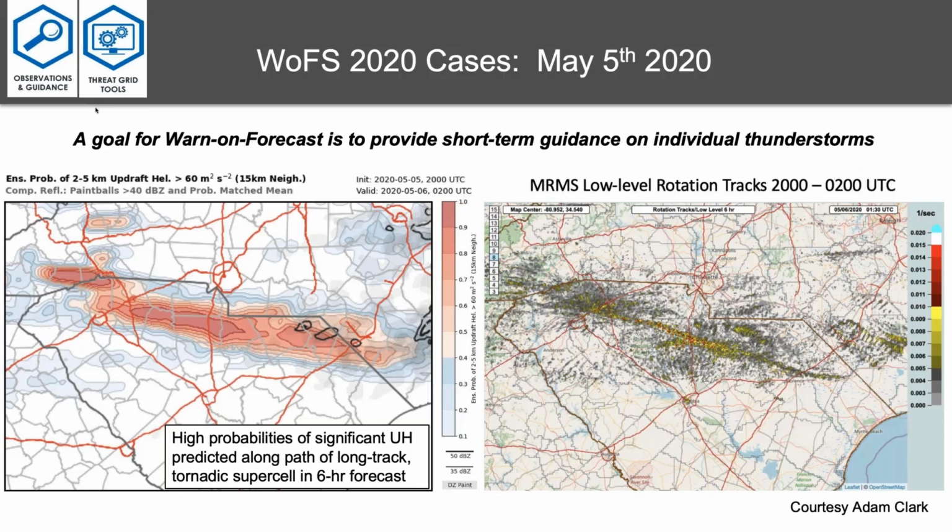Thank you. So that's an overview of how to get the guidance, and I just wanted to highlight a couple aspects from cases last week. So I was going to start with May 5th, which I think was last Monday. And this is an event where you had basically a long track supercell that developed in a somewhat marginal environment and tracked across most of northern South Carolina.